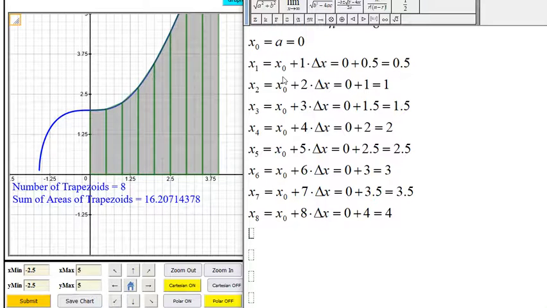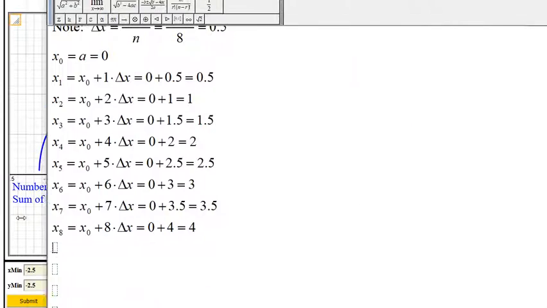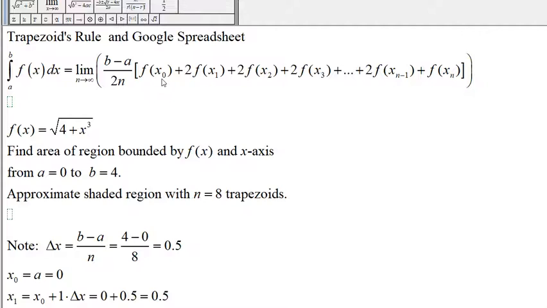And then after we calculate the x of i's, we would go back to the formula and calculate the f of x of i's. And so we will need to calculate f of x of 0, f of x of 1, f of x of 2, all the way up to f of x of 8. And again, notice that the multiplier, the coefficient here is 1, the coefficient here is 2, and so it's 2 for all the terms in between. And then the multiplier is just 1 for the first, and then 1 for the last.